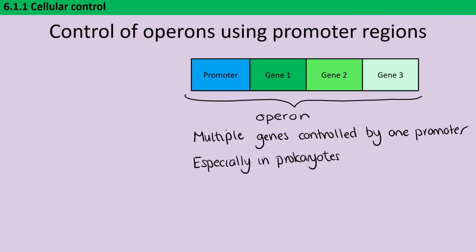For a really long time we thought that these only existed in prokaryotes, or at least in genes that have come from prokaryotes, so for instance the genes that are found within mitochondria or within chloroplasts. But actually in more recent years we have realised that in rare examples they do exist in eukaryotes too.